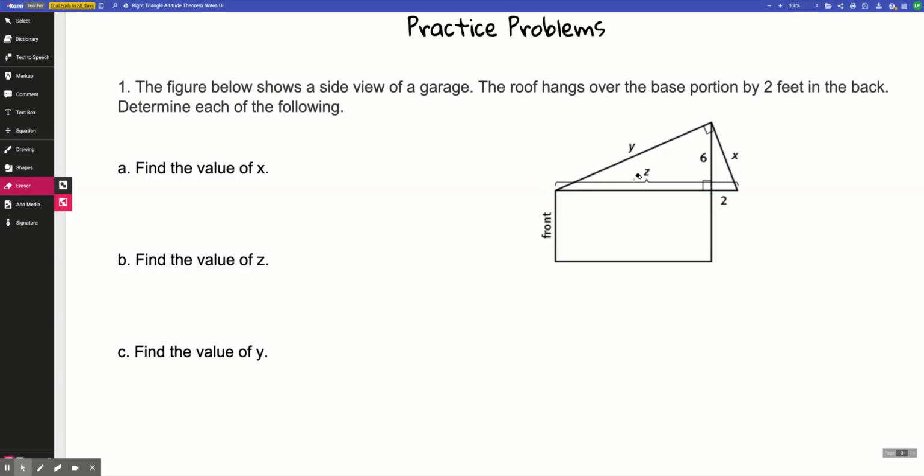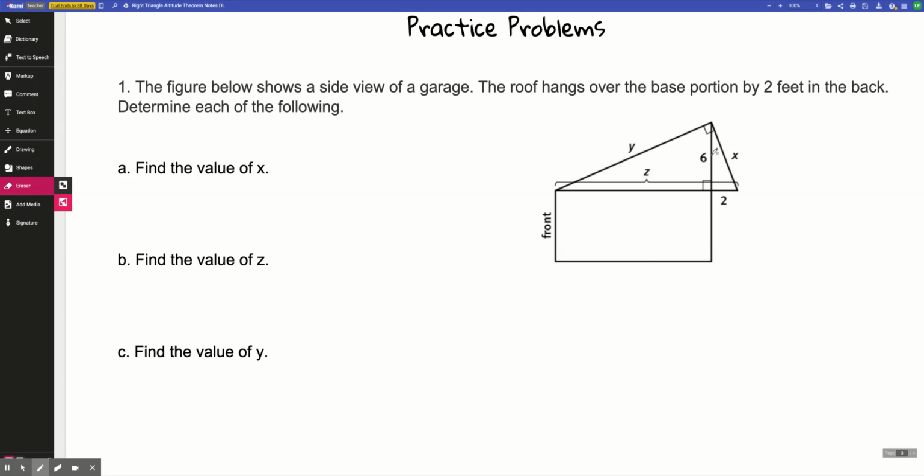Hello everybody. This is your extra practice problems walkthrough video for right triangle altitude theorem. So let's go ahead and jump into it here. This one's going to be fairly short. I don't have too many problems for you here because I did a lot of examples for you and a lot of explaining in the actual notes video. Okay. All right, but let's take a look at this.